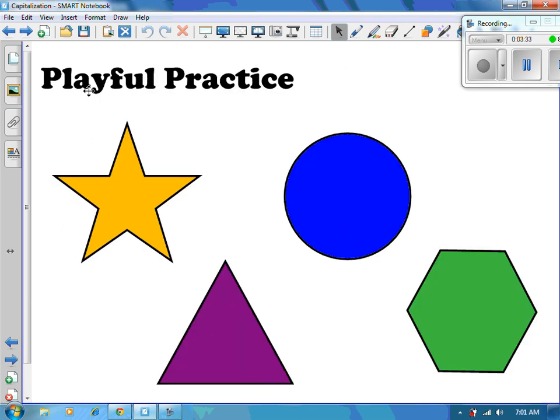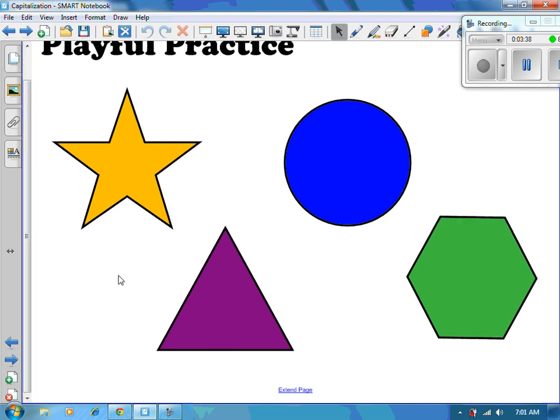What I'd like you to do is, there are I believe four shapes here, and I want you to choose 2 of them: the star, the triangle, the circle, or the hexagon. Each of them leads to a specific website to practice. I know I did the star one yesterday, and it's kind of a fun one. It's just to give you some practice. Maybe take about 3-4 minutes per practice website.